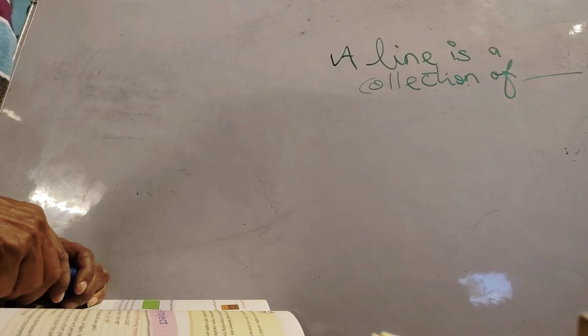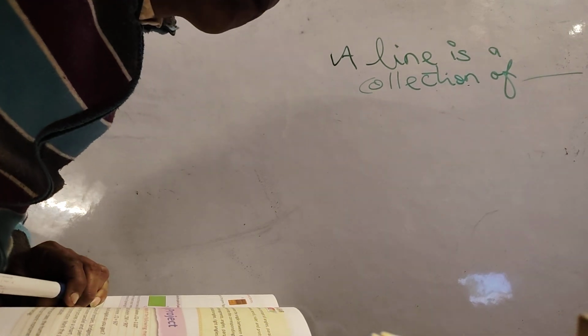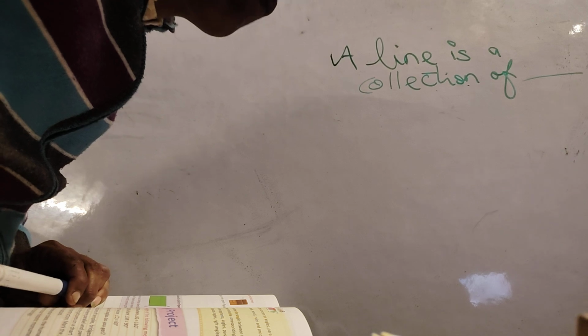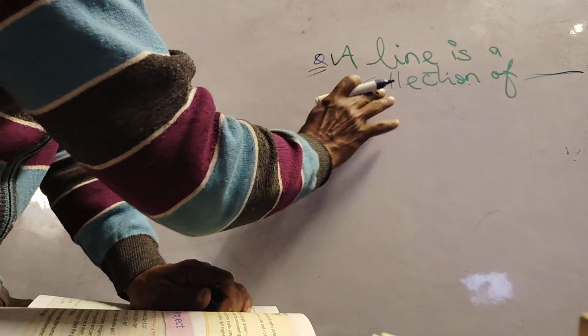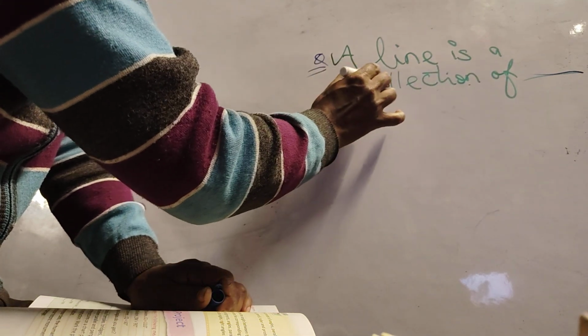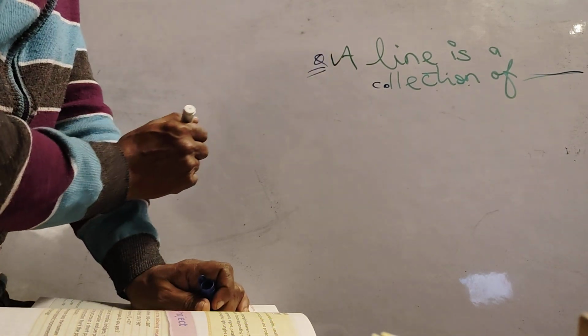Like, what is this referring to? A line is a collection of dash. So what can we fill here? There is an empty space. A line is a collection of... So, are there any options?